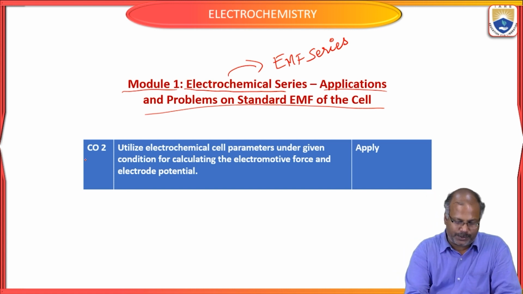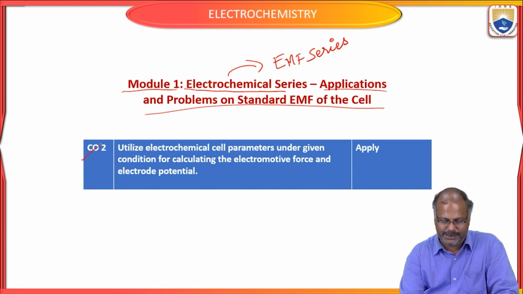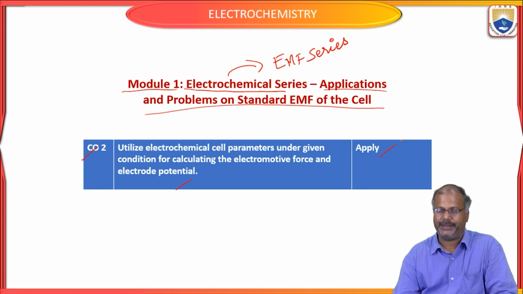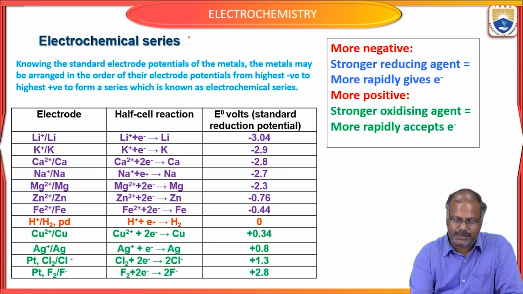So this is course outcome 2: utilize electrochemical cell parameters under given conditions for calculating EMF and electrode potential of a cell. This is Bloom's taxonomy applied. What is electrochemical series or EMF series?